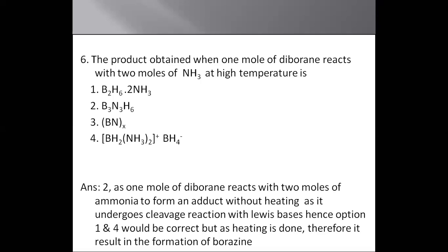But as heating is done, it results in the formation of borazine. That is the second option, not the first and the fourth option.